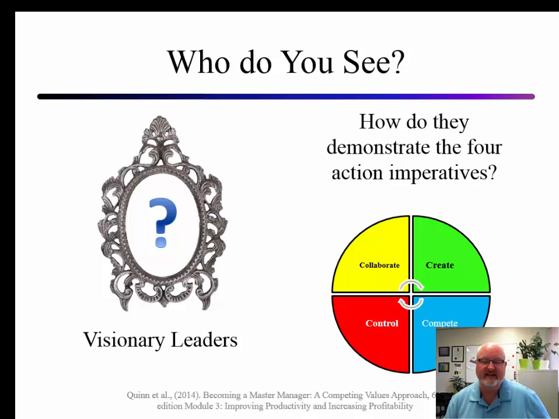So who are visionary leaders? Because leadership is really important in the rational goal model. So how they demonstrate the 4 action imperatives is really, really important. So visionary leaders need to be flexible and need to understand the environment and then adopt the appropriate action imperative.